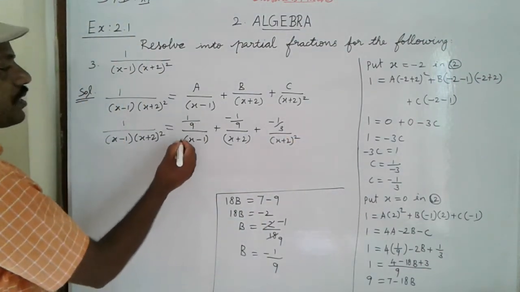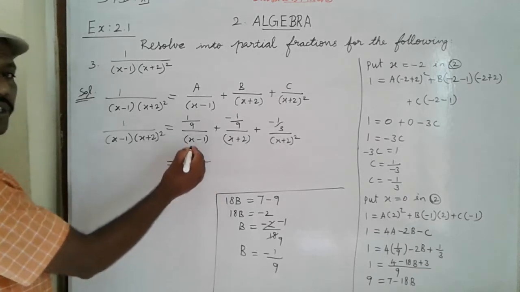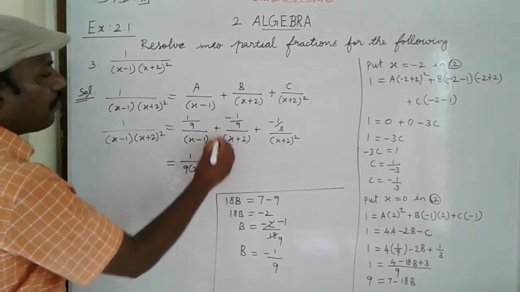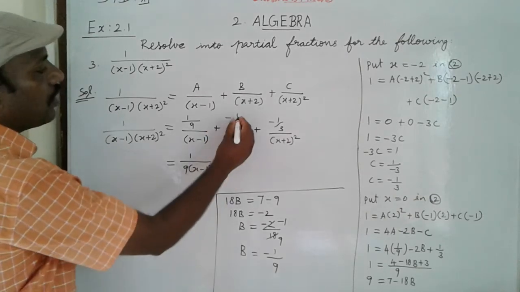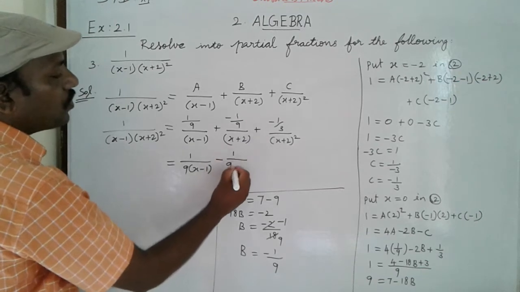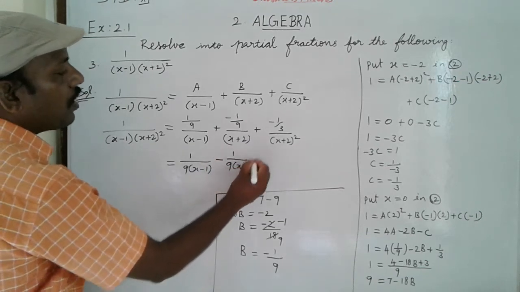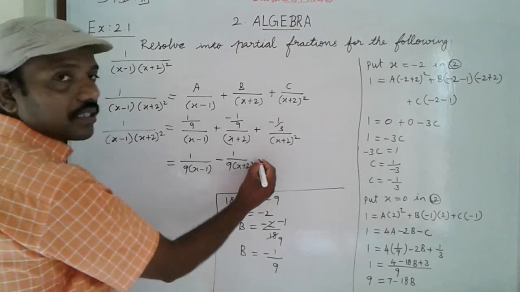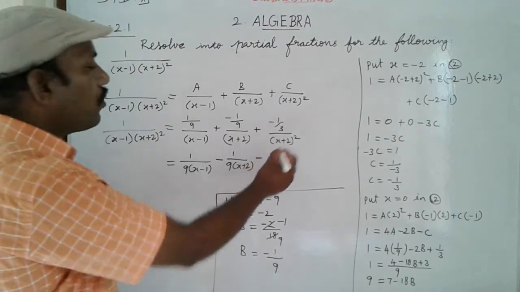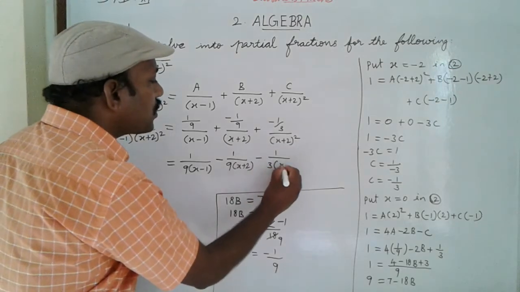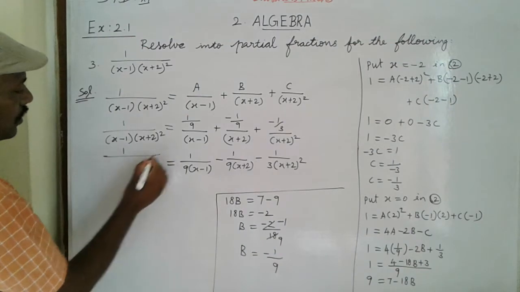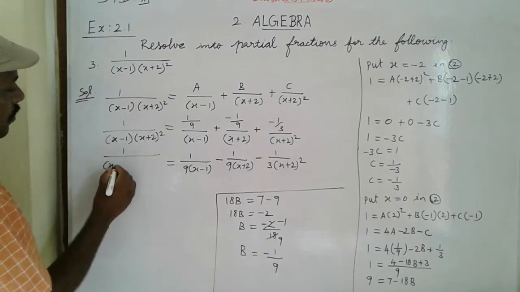Take the denominator: 1 divided by 9 into x minus 1, 9 into x minus 1. Plus into minus is minus, 9 into x plus 2 is 1 divided by 9 into x plus 2. Minus, plus into minus is minus, 1 divided by 3 into (x plus 2) whole square is 3 into (x plus 2) whole square. That's all. This is a partial fraction.